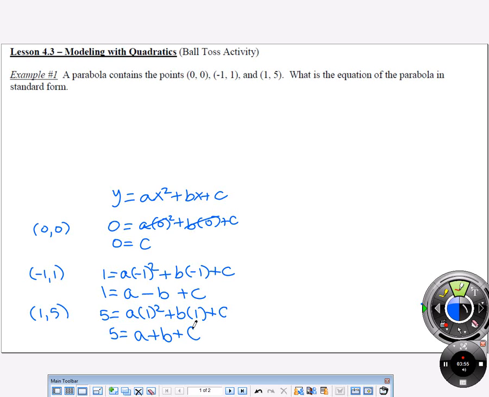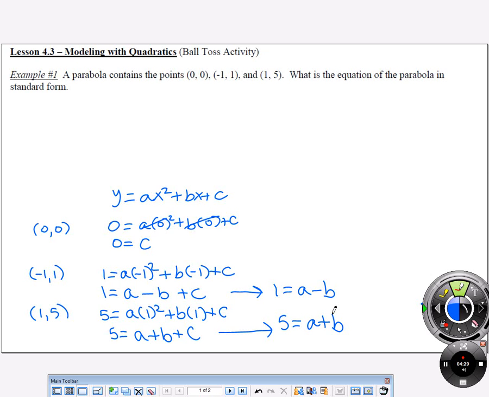Now, in this specific problem, this first point that I said you were really lucky to have, this is why you were so lucky to have it. Once you know what C is, you can go to each of these other equations and rewrite them with that value of C. In this case, C is 0, so it basically is going to have no impact on my equation. So this first equation is just going to become 1 equals A minus B. And the second equation, if I plug in 0 for C, I would have 5 equals A plus B.